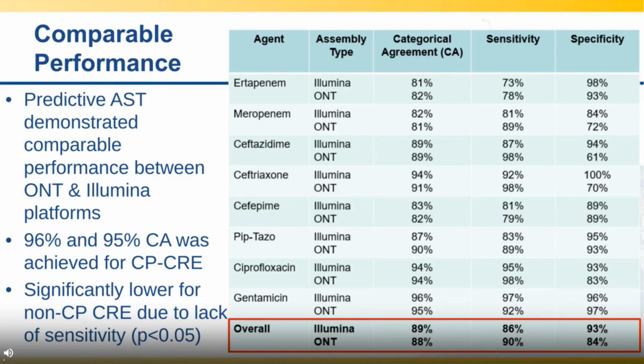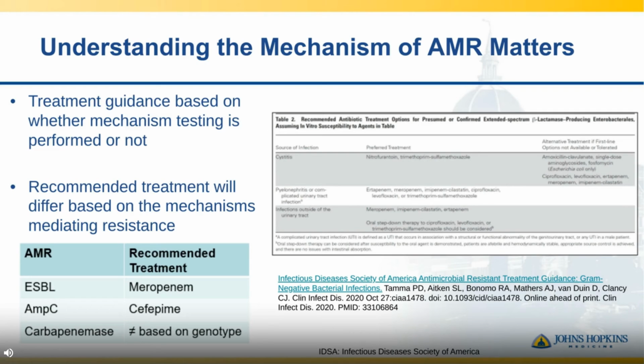So very comparable, but we also saw better performance with our carbapenemase producing organisms at 95 and 96% categorical agreement. And it was significantly lower for our non-carbapenemase producers, and that's because it could be more difficult to predict carbapenem resistance in the absence of that acquired resistance gene. But we have been working along with our Aries collaborators to further tweak the ability to define carbapenem resistance among those non-carbapenemase producers.